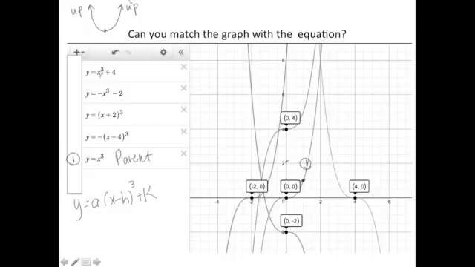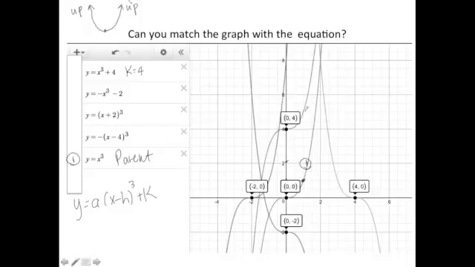Okay. Now, I'm going to look at this one. The K value is 4, which means that this is simply a translation of the parent function up 4 units. So imagine taking this graph that we just examined, that I labeled as number 1, and sliding it, not changing any of its width or anything like that, just sliding it up 4 units.